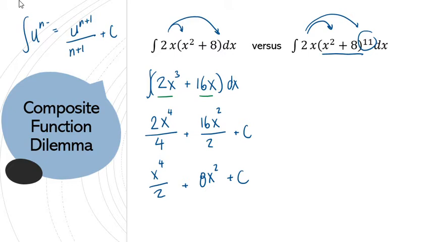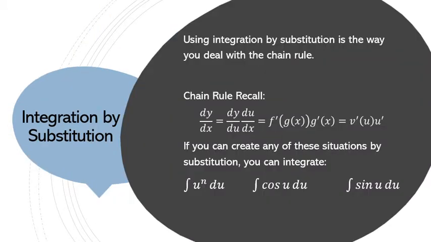So I need another move that's going to let me deal with these composite functions, these nested functions. What integration by substitution is going to do for us is deal with situations where we needed the chain rule to differentiate. So let's think about what the chain rule was. If you wanted to find the derivative of y with respect to x, and you had multiple nested composite functions, you could take an intermediate step where you would find dy with respect to u, then find du with respect to x. That's one way of writing it.